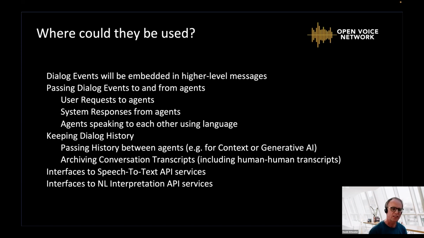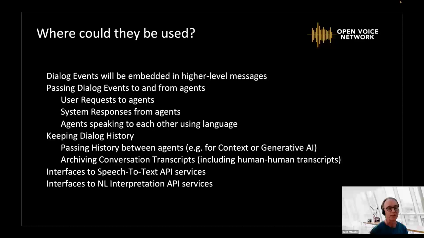Conversational AIs will want to know conversational history, either within a single conversation or between agents. Generative AI, the large language models that Debbie mentioned earlier, for example, make extremely extensive use of history. And by packaging up a sequence of dialogue events, which may be anonymized for security reasons, we can just keep the events as they flow around and then pass them on as history to the next agent so that they know the context of what's happening.